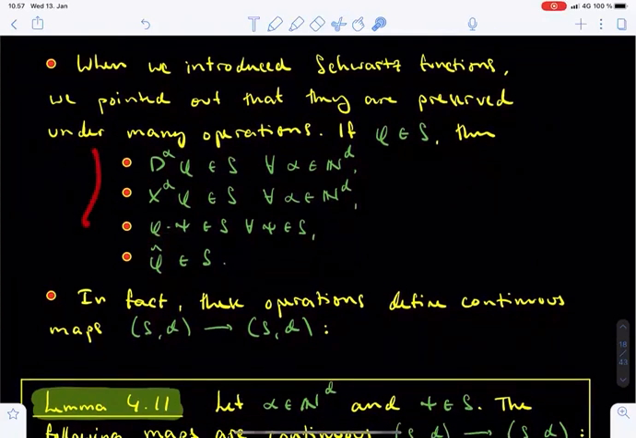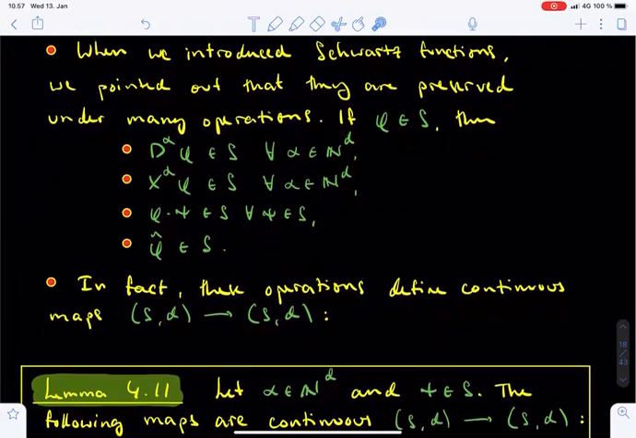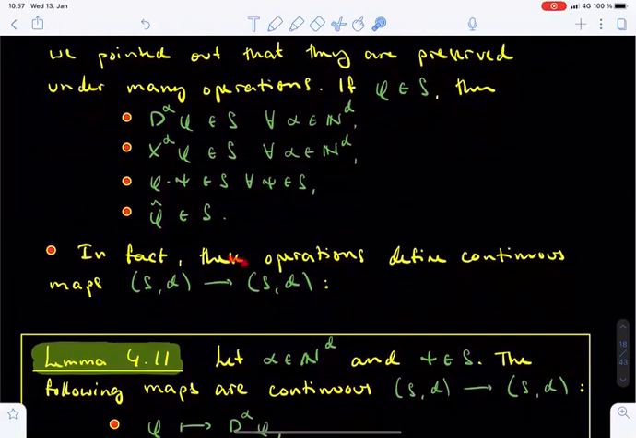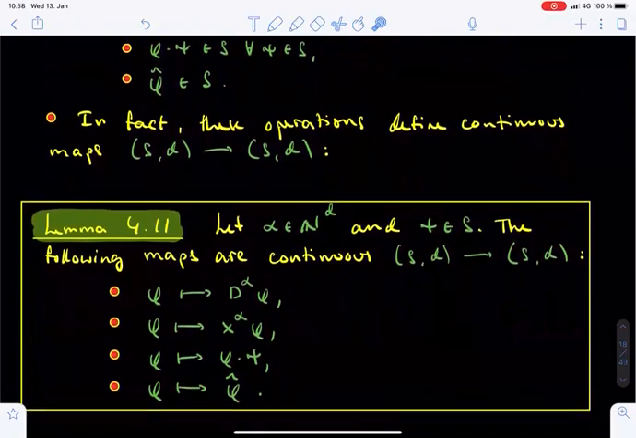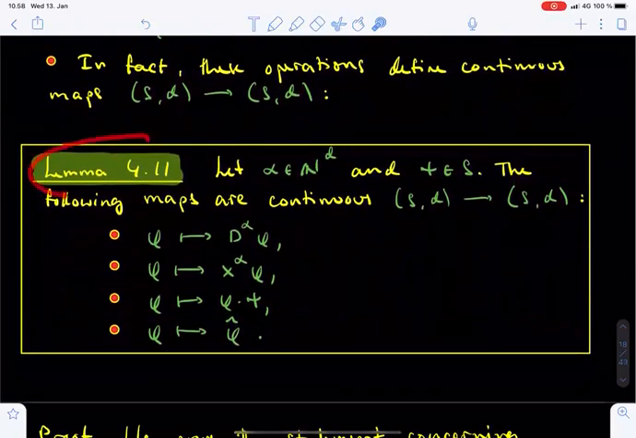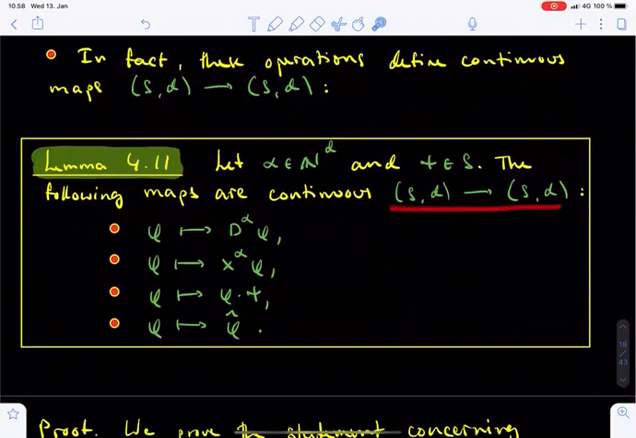Back in the day, when we discussed these properties, we had not yet defined a metric on the space of Schwarz functions. Now we have the metric d, and it turns out that all of these operations listed above define continuous self-maps on the space S with metric d. This is the content of Lemma 4.11. Let alpha be a multi-index and let psi be a fixed Schwarz function. Then the following maps are continuous maps from S to S.